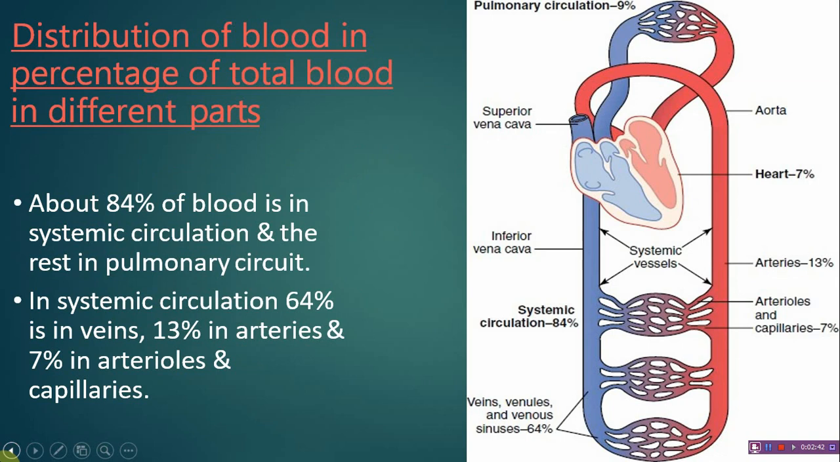Now, coming to the distribution of blood, in percentage of total blood in different parts. About 84% of blood is in the systemic circulation, as we can see in the figure, and the rest in the pulmonary circuit. In the systemic circulation, 64% is in the veins, 13% in arteries, and 7% in arterioles and capillaries.